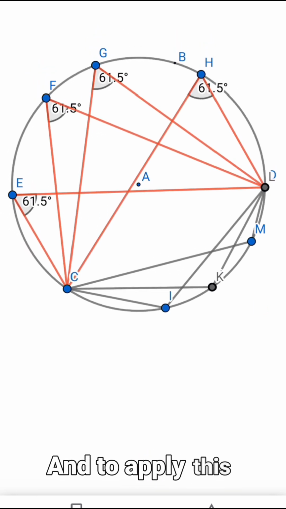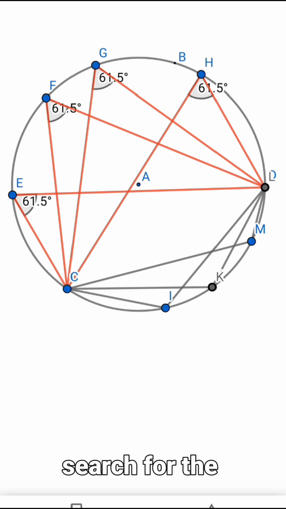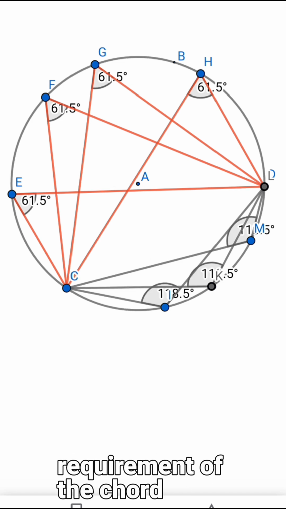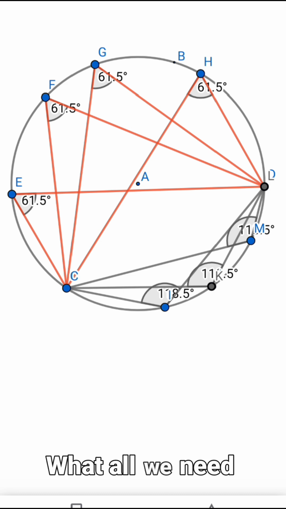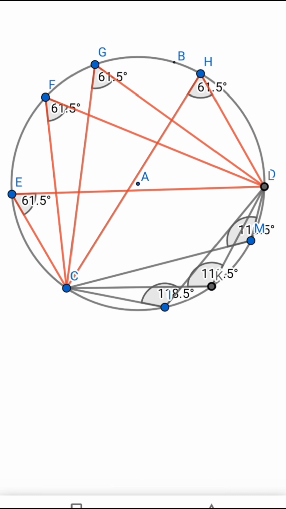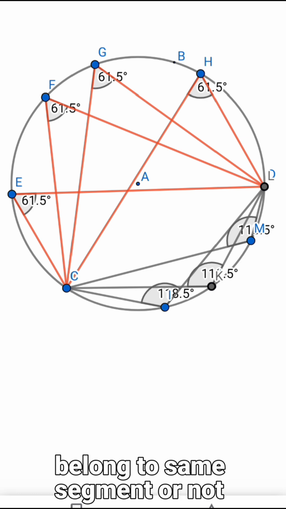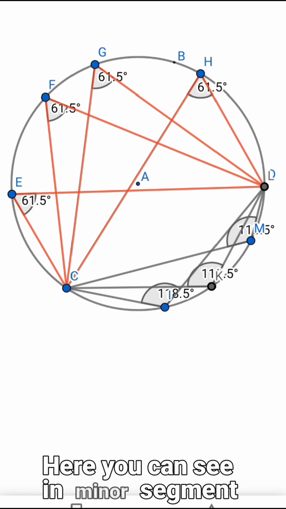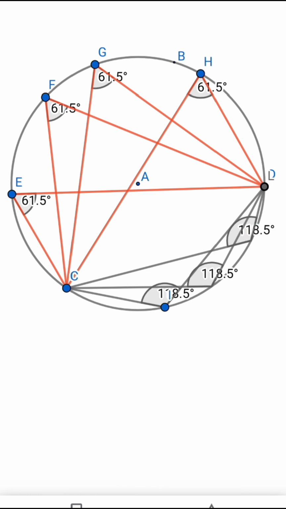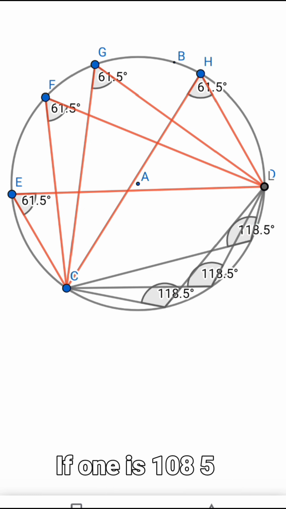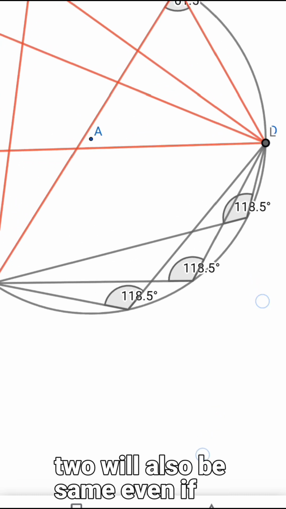That is why generally questions are like this, and to apply this theorem, we search for the chord. But basically there is no requirement of the chord. What we need is the endpoints, because through endpoints also we can recognize whether the angles belong to the same segment or not. Here you can see in the minor segment also, all the angles are equal to one another. If one is 108.5, then the remaining two will also be the same.